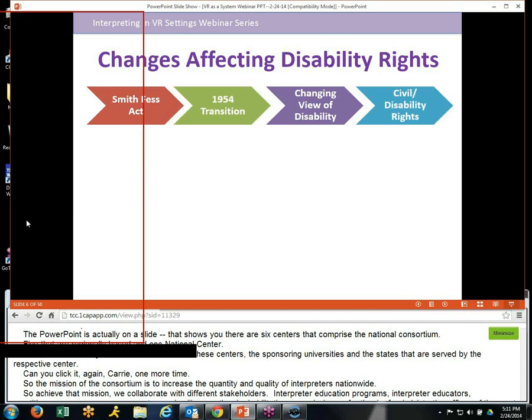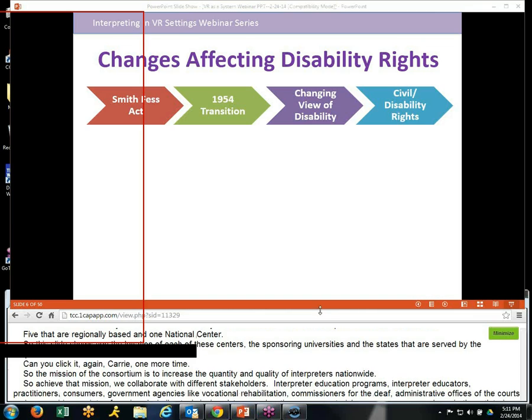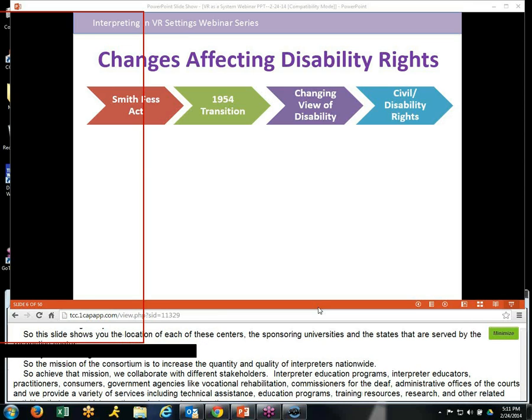There are several things that affected disability rights and the way that disabled persons were viewed, starting with the Smith-Fess Act and progressing up to current legislation. So we're going to review these various factors that really affected disability rights. Next slide.